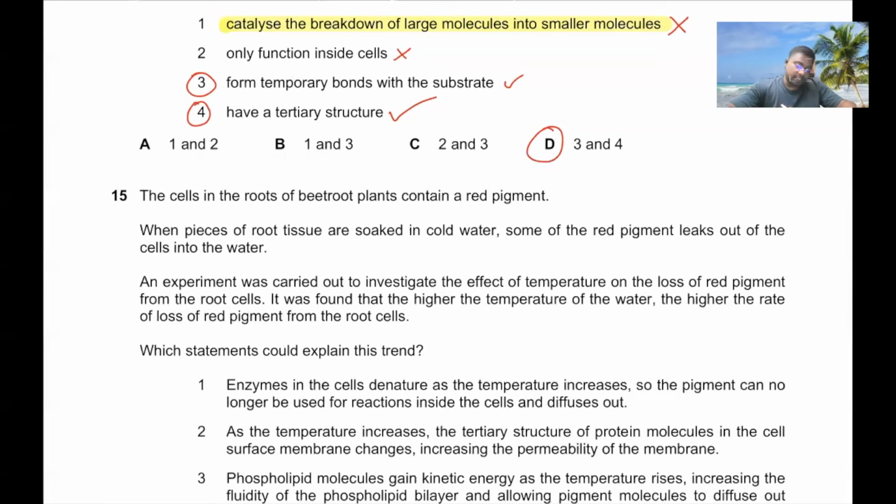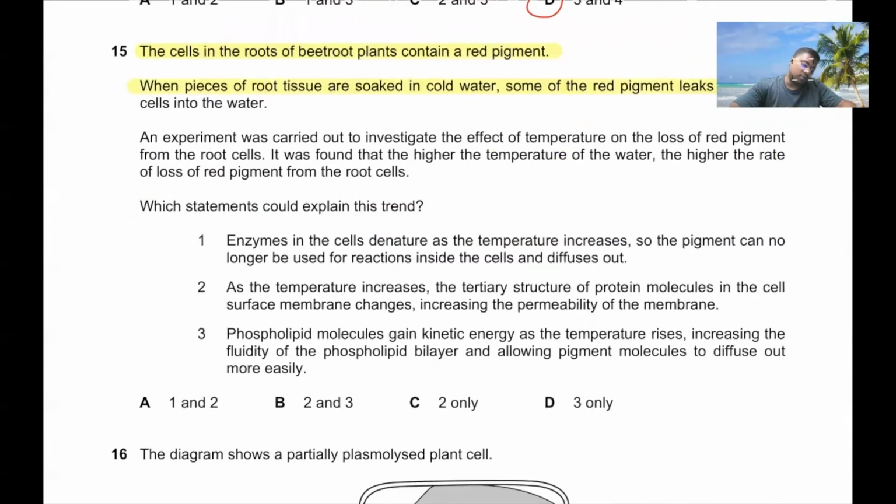15. The cells in the roots of beetroot plants contain a red pigment. When a piece of red tissue is soaked in cold water, some of the red pigment leaks out of the cells into the cold water. An experiment was carried out to investigate the effect of temperature on the loss of red pigment from the root cells. It was found that the higher the temperature of the water, the higher the rate of loss of red pigment from the root. The cell membrane becomes more permeable at higher temperature, and the protein tends to denature at higher temperature, which holds the cell membrane together. So which statement could explain this trend?